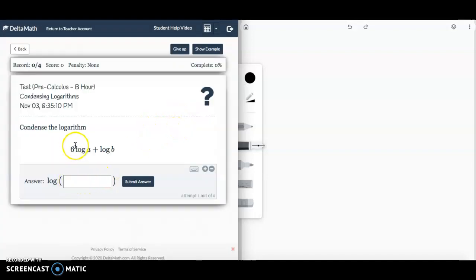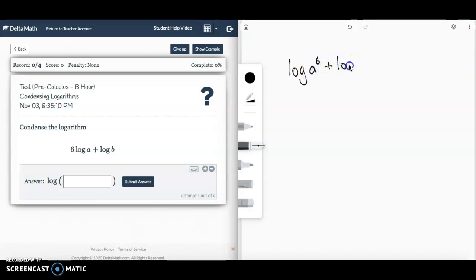Alright, so condense the logarithm. So we have 6 times log of A plus log of B. The first thing we're going to do is, anytime I see a constant out front and I want to combine this into one single logarithm, I'm going to pull that constant up to be an exponent inside of my logarithm. So I'll have log of a to the 6 plus log of b. And then because I have addition outside of two logarithms, it can combine into multiplication inside of one logarithm. So a to the 6 times b.